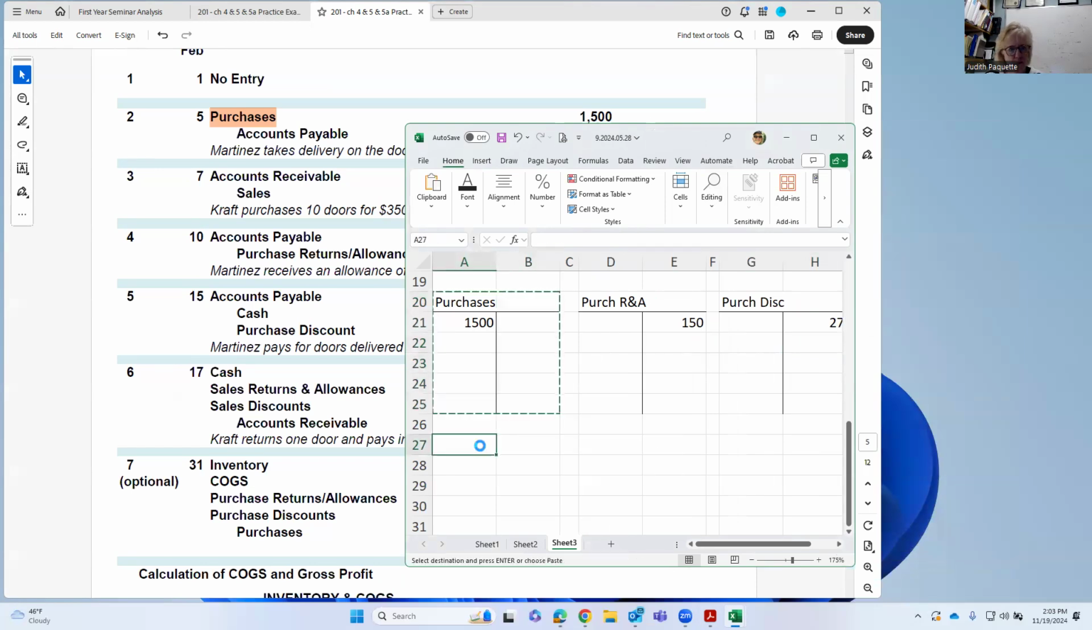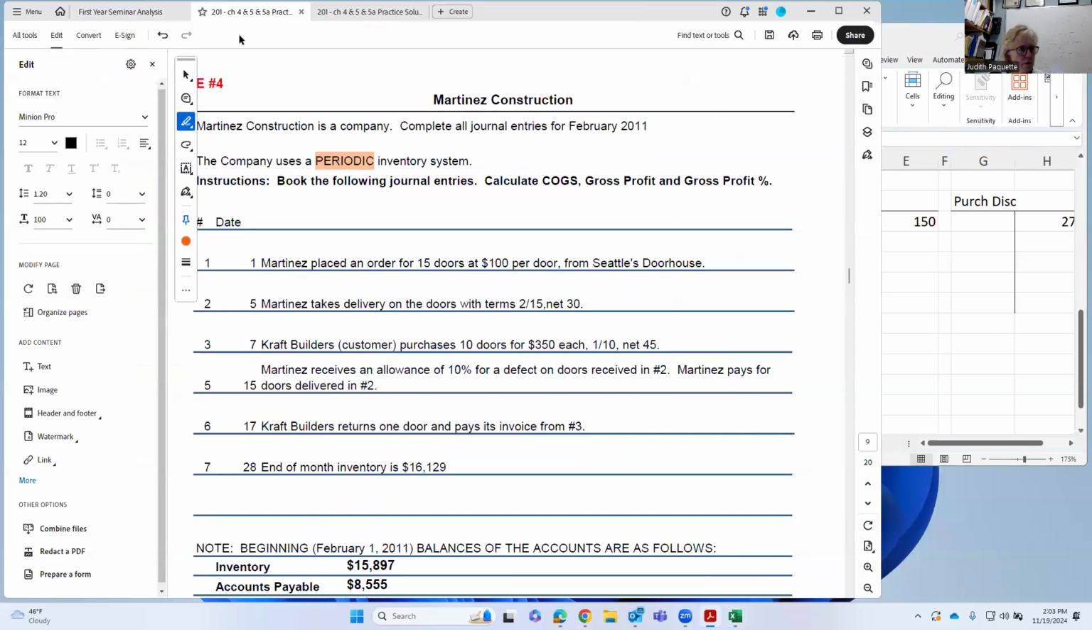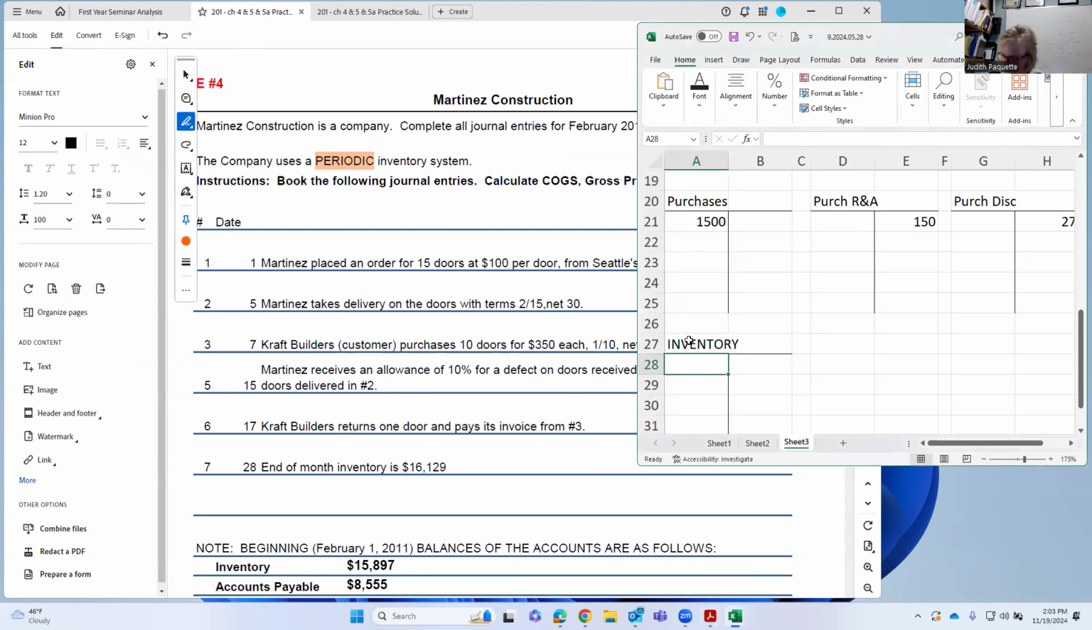Now we also have the inventory account. And remember, I said we don't touch inventory but once a year, and we do it after we count physical inventory. So the problem tells us beginning balance 15,897.